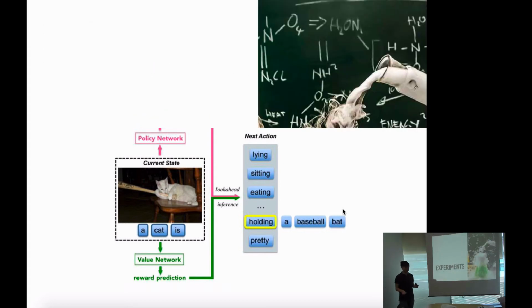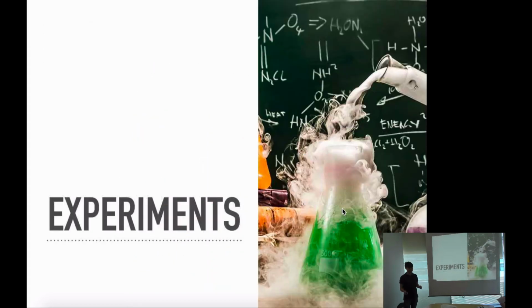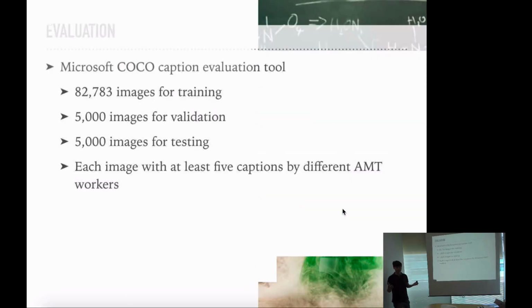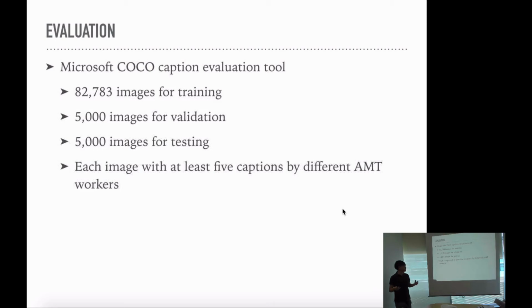So we have some experiments, and these experiments evaluate on Microsoft Coco, which is a caption evaluation tool. It has the image set split into 82,783 for training, 5,000 for validation, and 5,000 for testing. This is standard for past papers as well, to keep it consistent. And each image has at least 5 different captions generated by AMT workers. So basically people typing captions.